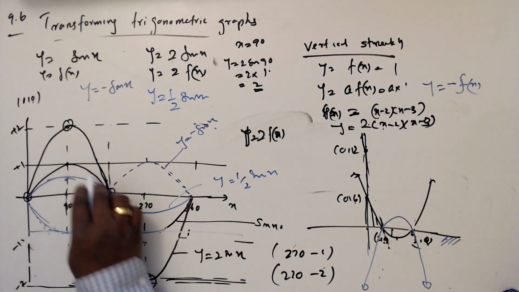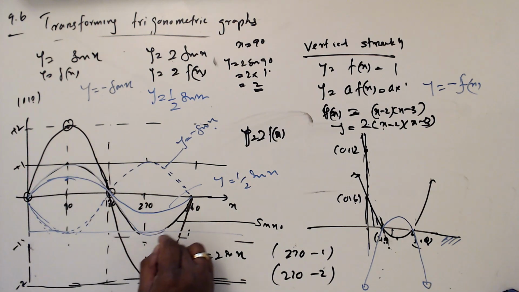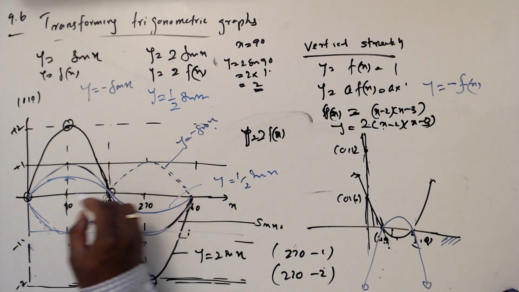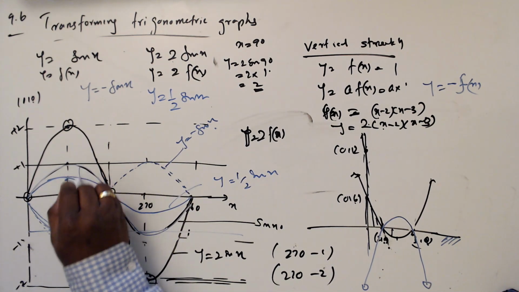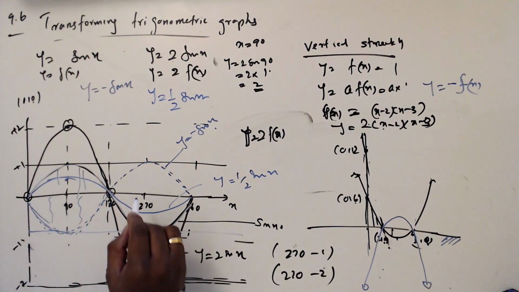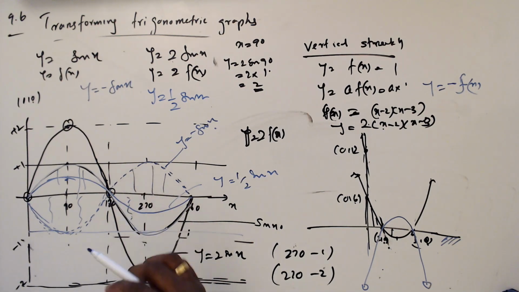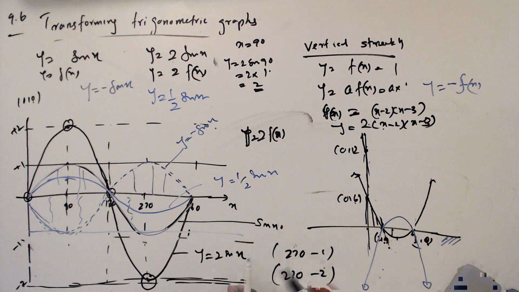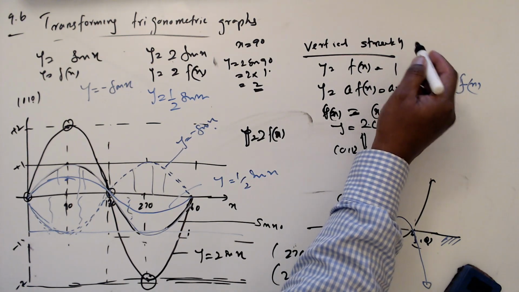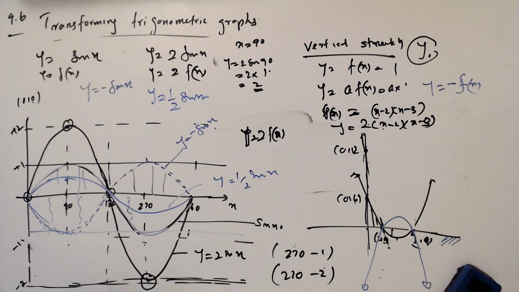So this is y equals sin x, and this is the negative sin x. All positive y values, positive heights, become negative heights, and negative heights become positive heights. So it switches. So a vertical stretch finally does not affect the x values, only the y values. It affects y values, not the x values.